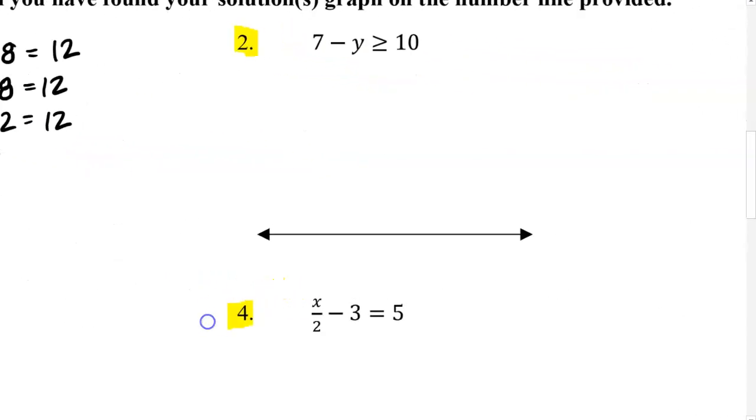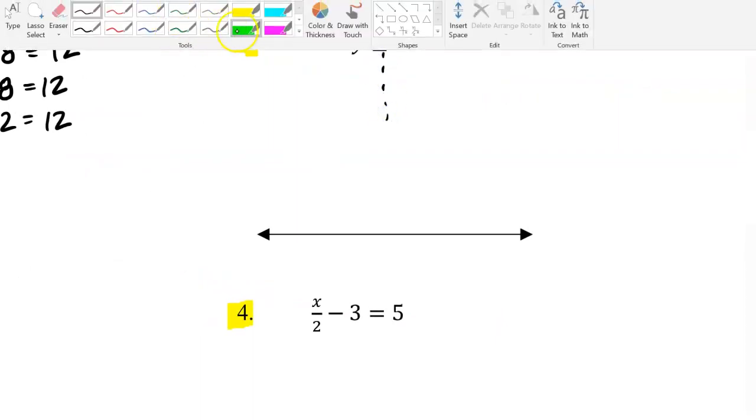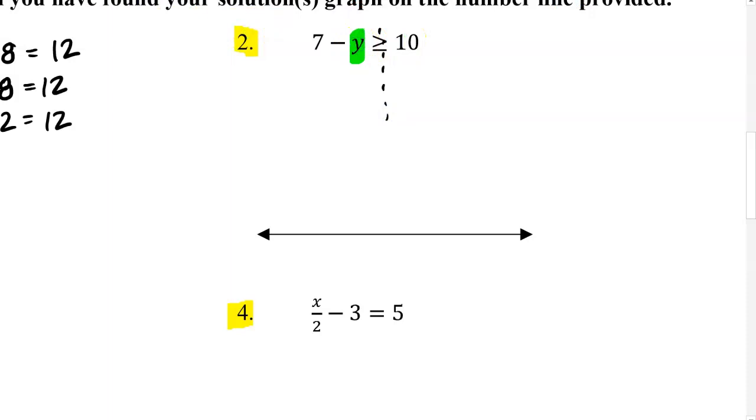Moving over, we have an inequality. I still want to isolate the variable y, even though the y is in a different spot than it was in the first example. So I see a positive 7 here. Even though we don't see anything written in front of the 7, we know that it's positive, so I'm going to subtract it to the other side.